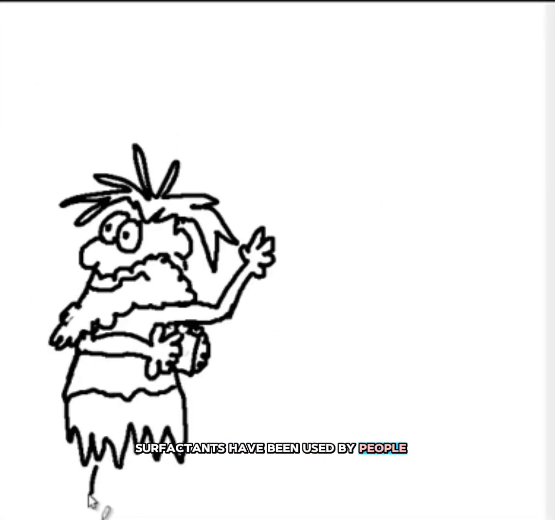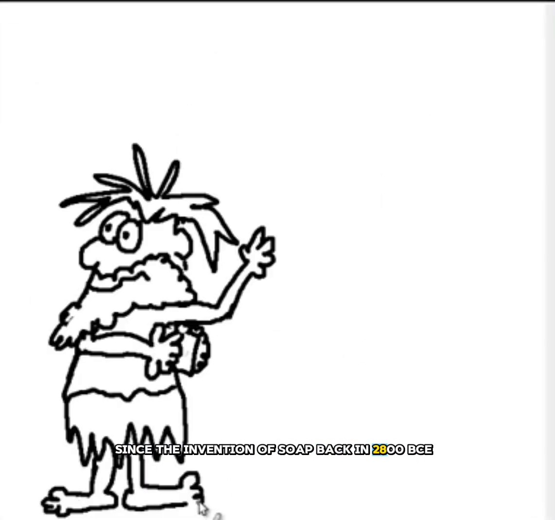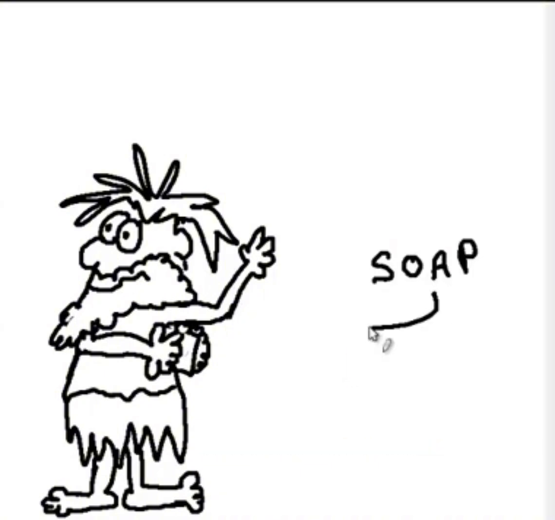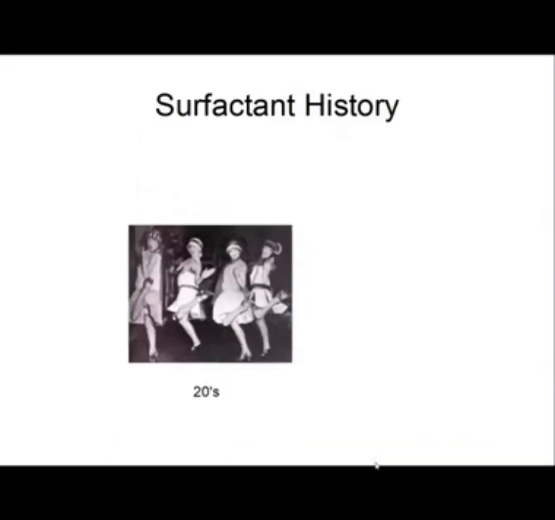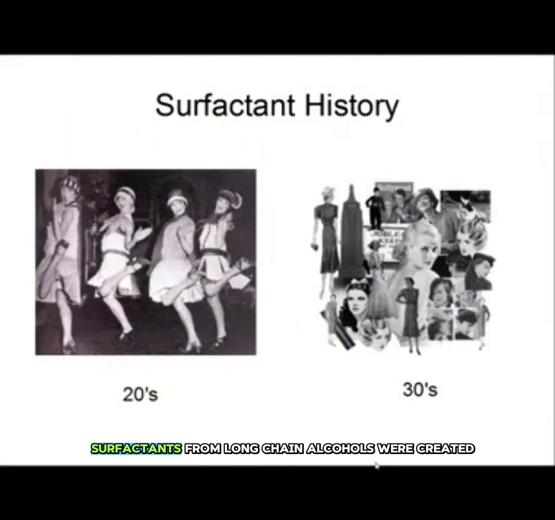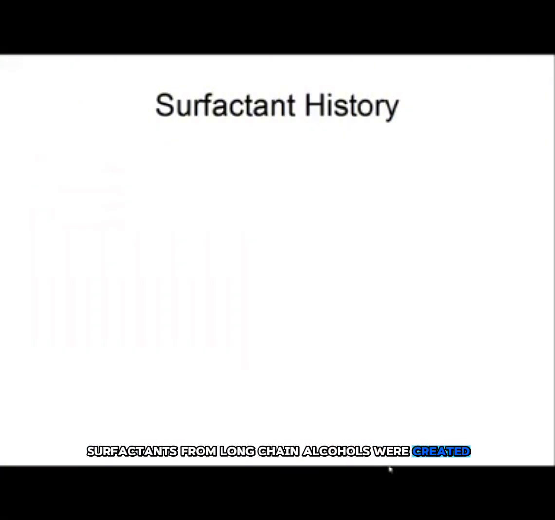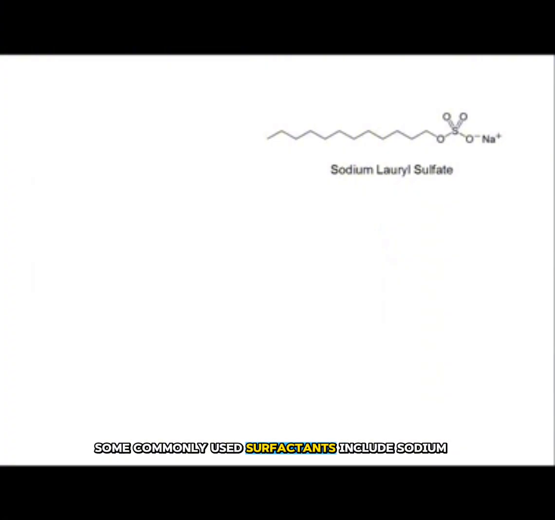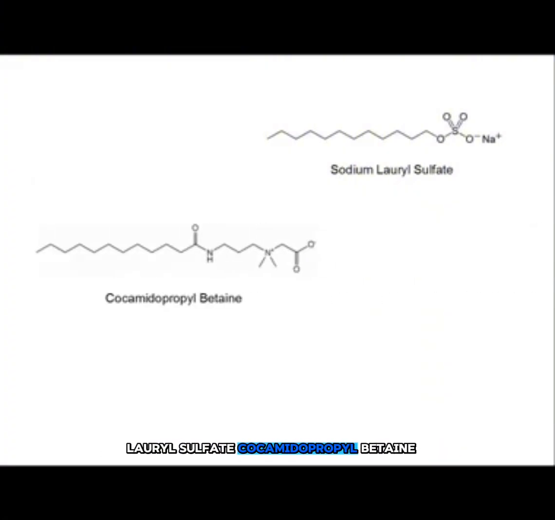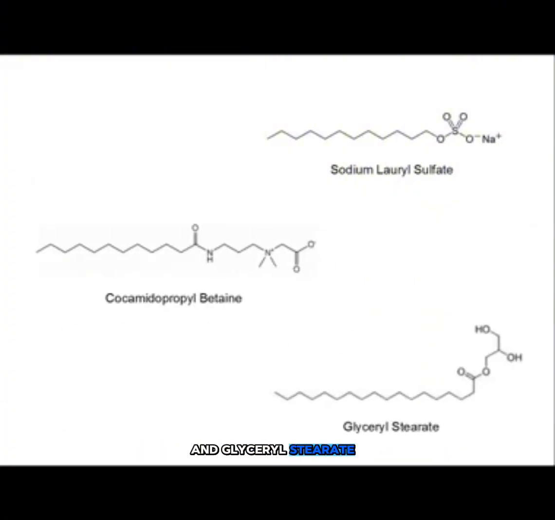Surfactants have been used by people since the invention of soap back in 2800 BCE. But it wasn't until the late 19th century, when sulfonated castor oil was used in the textile industry as a dyeing aid, that synthetic surfactants were made. In the 1920s and 30s, surfactants from long-chain alcohols were created, and in the 50s and 60s, most of the synthetic surfactants that we use today were introduced. Some commonly used surfactants include sodium lauryl sulfate, cocamidopropyl betaine, and glyceryl stearate.